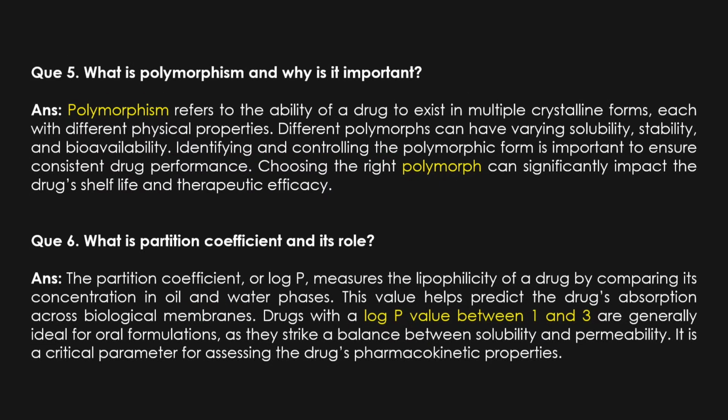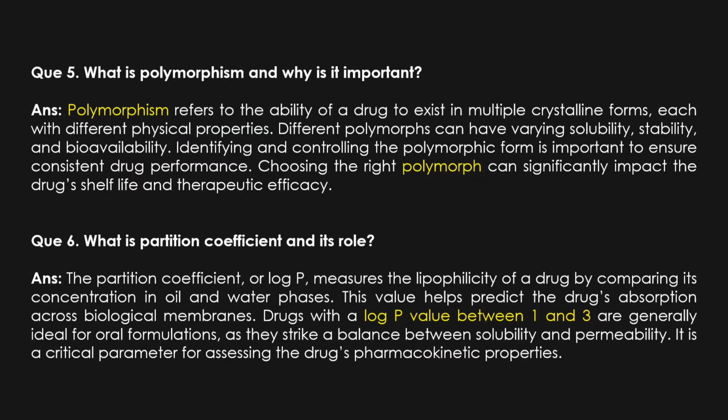Next question is, what is polymorphism and why is it important? Polymorphism refers to the ability of a drug to exist in multiple crystalline forms, each with different physical properties. Different polymorphs can have varying solubility, stability, and bioavailability. Identifying and controlling the polymorphic form is important to ensure consistent drug performance. Choosing the right polymorph can significantly impact the drug's shelf life and therapeutic efficacy.